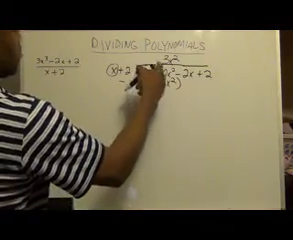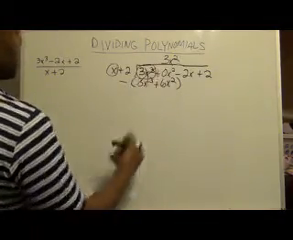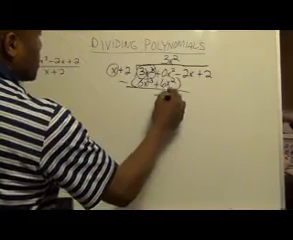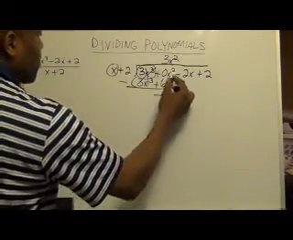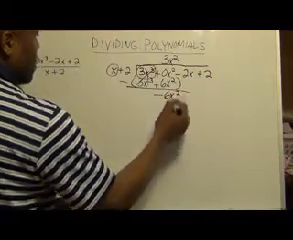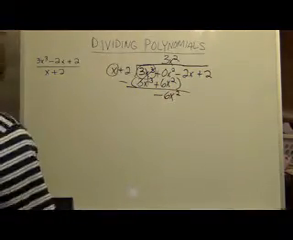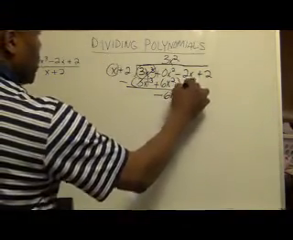Minus 6x squared from 0x squared is minus 6x squared. So we're going to bring down the minus 2x.